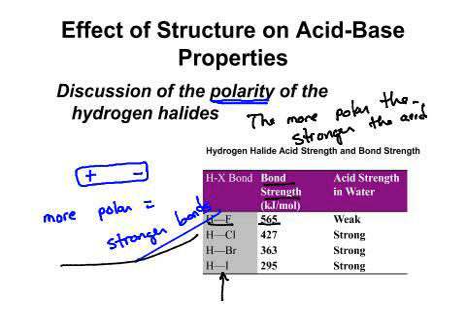If we look at HF, it's the most polar because F is the most electronegative atom on the periodic table. This is the most polar, and these are less polar, though they're still polar. You would expect HF to be strong. But because of this bond strength, which is unusually large, it makes HF weak. The others are intermediate: they're the least polar, but they have a pretty weak bond, so that's why these three acids are strong. Hopefully that clears it up for you.